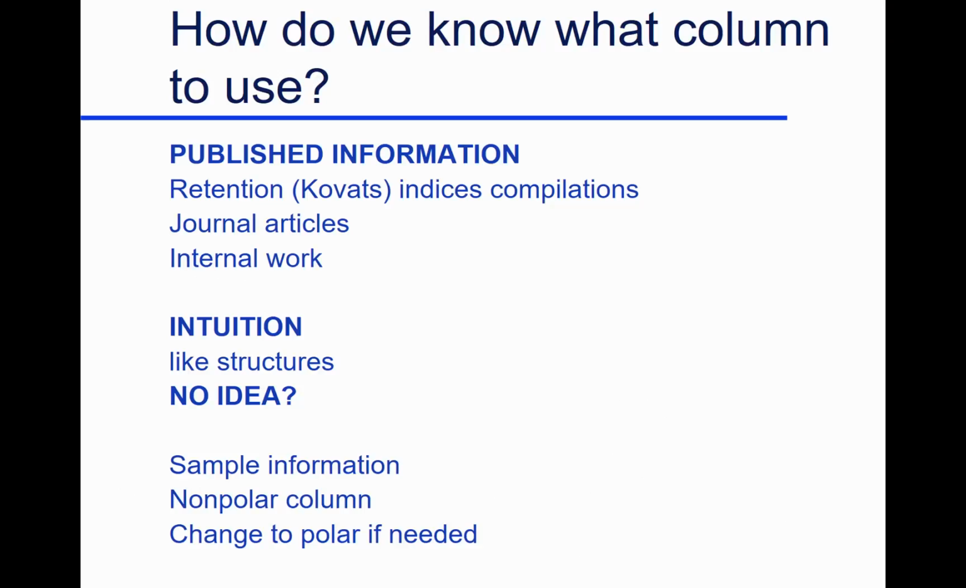So how do we know what column to use? Well, that's always a good question. We have a system called the Kovats indices. You may call it Kovats indices if you come from Europe. They may also call it retention indices instead of Kovats. Kovats was the inventor. He basically came up with this idea, but it goes back to retention indices.